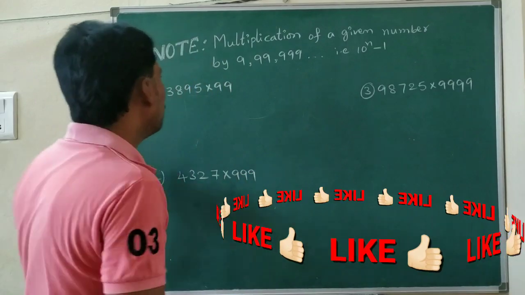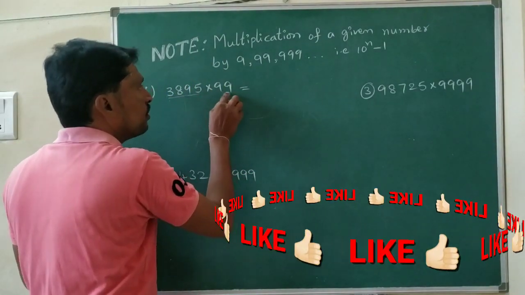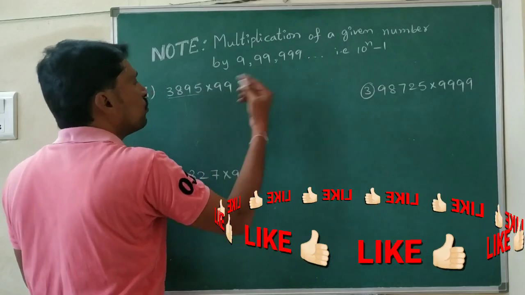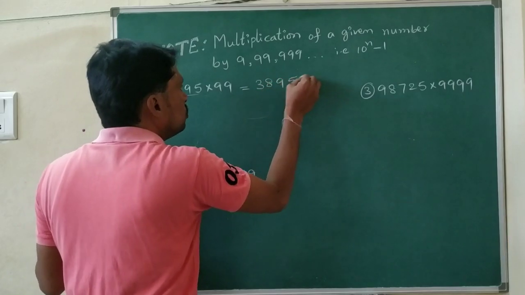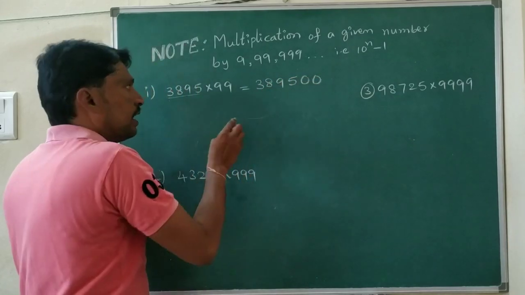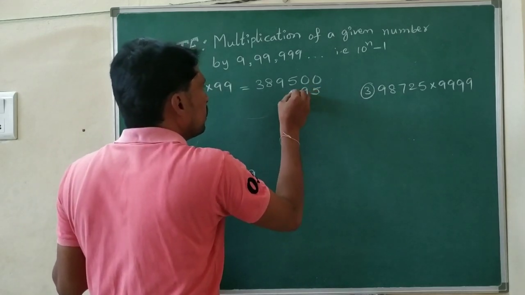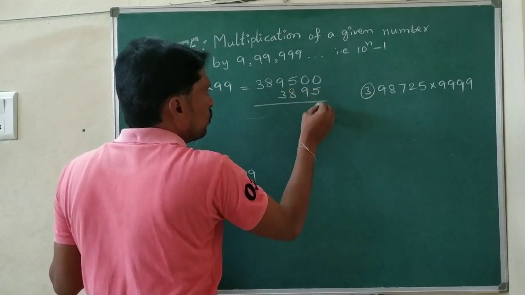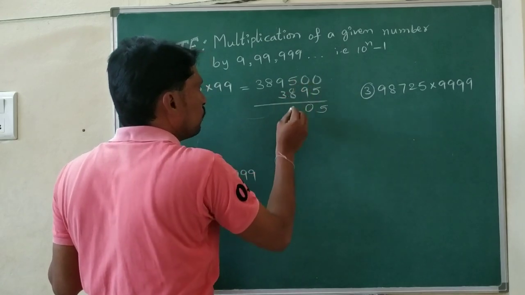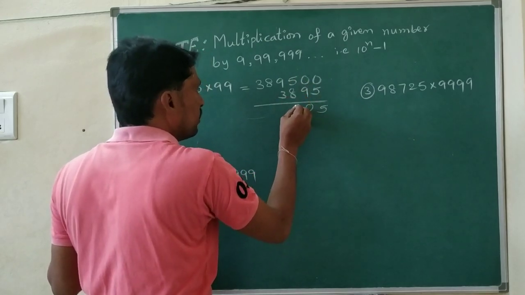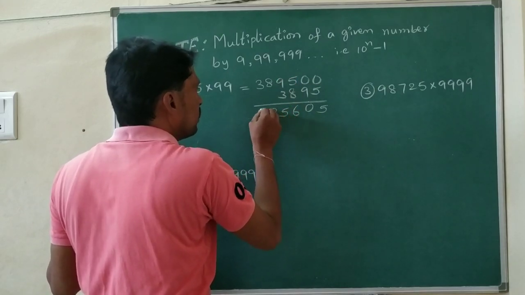100 has 2 zeros, so the number stays the same, and there are 2 nines only, so you can take 2 extra zeros: 389500. And this number, which you have to subtract, 5983. Subtracting: 5, 9 minus 9 is 0, here 4, 14 minus 8 is 6, here 8 minus 3 is 5, 8, 3.